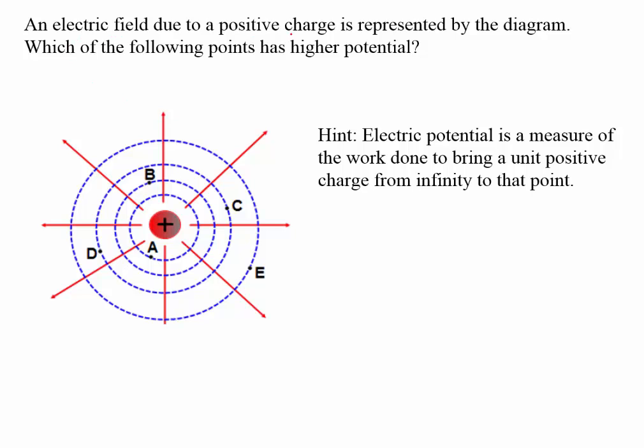An electric field due to a positive charge is represented by the diagram below. Which of the following points has the higher potential? Now remember, the electric potential at a point is a measure of the work done to bring a unit positive charge from infinity to that point. That means as the point gets closer and closer to the positive charge, the work done is becoming greater and greater. So a point closer to the positive charge has a greater potential than a point far away from it. So which of these points is the closest? It is A.